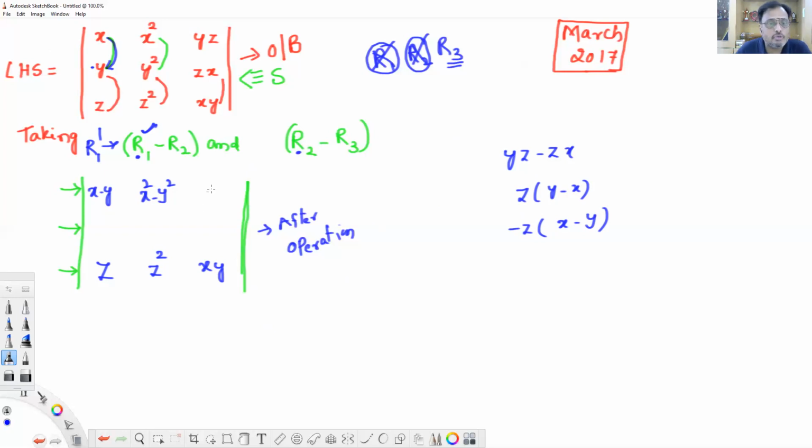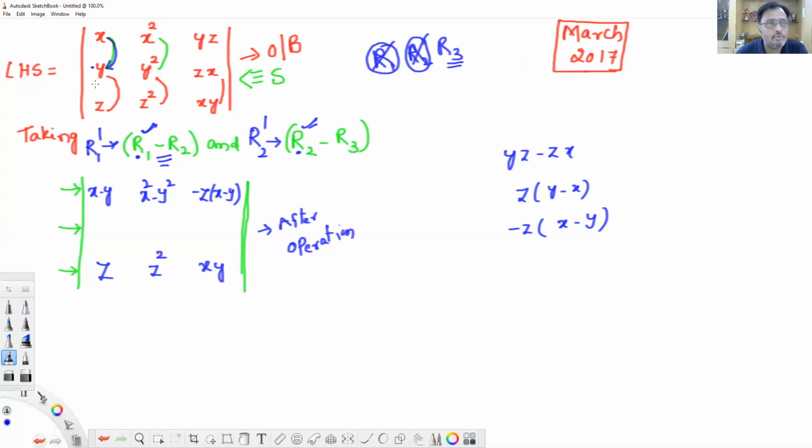So that means this will become minus Z into X minus Y. Look at this. This is one. Next, the first surgery is over. Now, second surgery. R2 minus R3 I'll do, but the result I'm going to write in R2. That means after subtracting, I'm writing the result in R2. So new R2 will be formed by taking R2 minus R3.